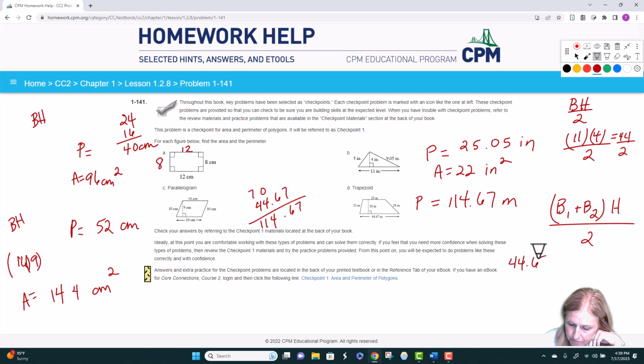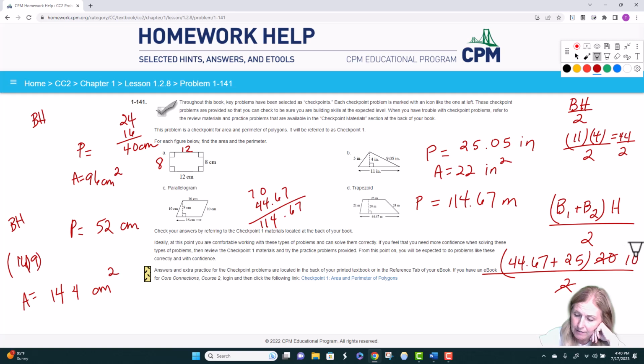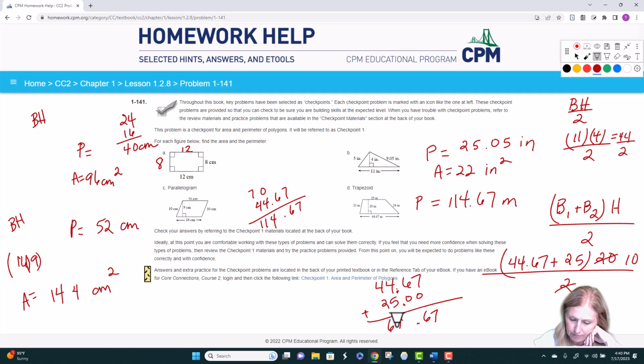44.67 plus the top number is also your base. The height, straight up and down, divided by 2. I'm going to go ahead and say 20 divided by 2 is 10. And now I just need to add this and multiply times 10. So 44.67, add 25. You notice how I am making really sure that I keep my decimals lined up. When you're adding decimals, you have to line up. Okay, so it's 69 and 67/100 times 10.